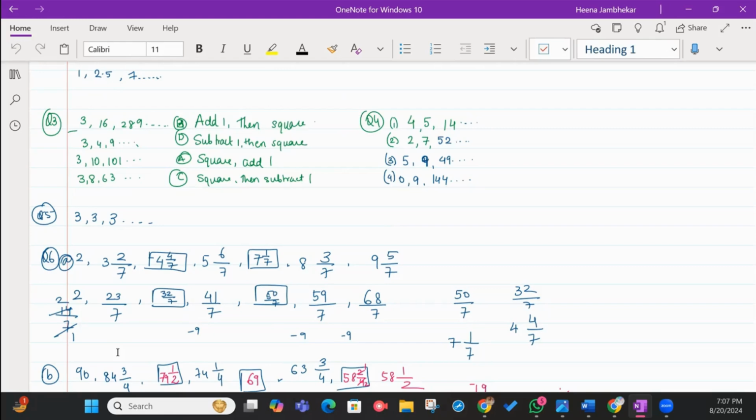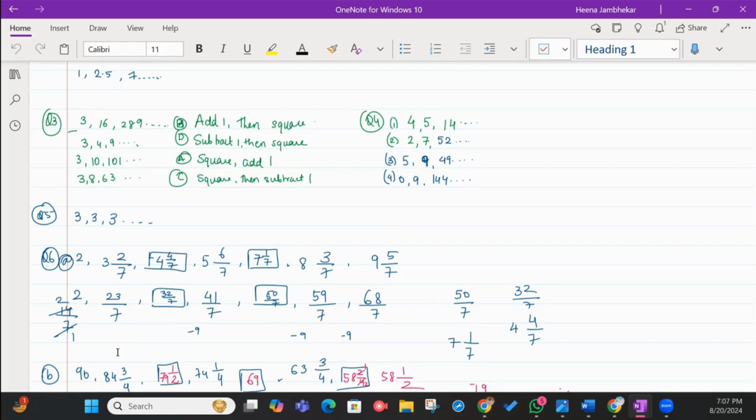Now you have to find the missing terms. To be able to understand what's the missing term, what will you do first? First you have to understand the term to term rule. How will we find the term to term rule? Always remember, subtract. So this is nothing but 2. I will write 2 as it is, below it also write 2 as it is.